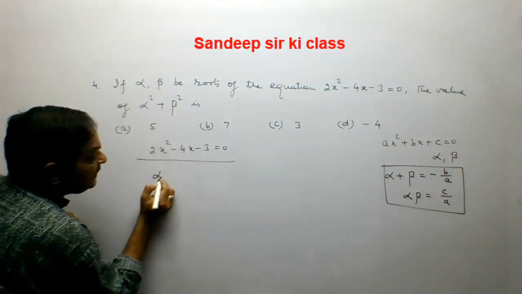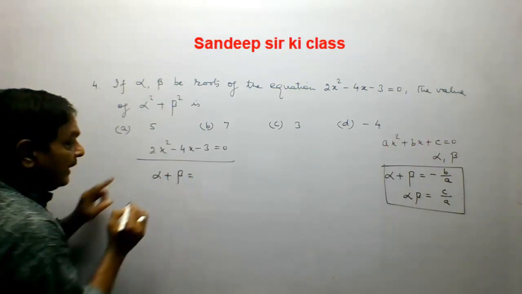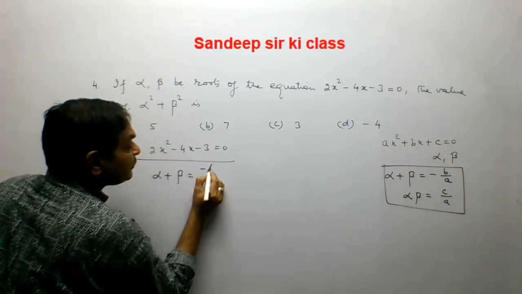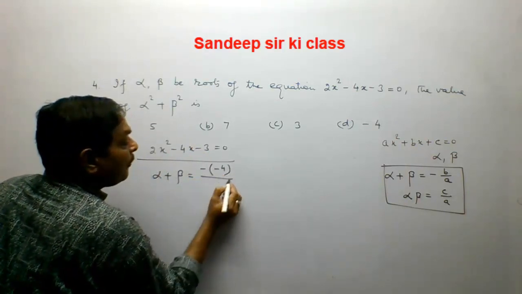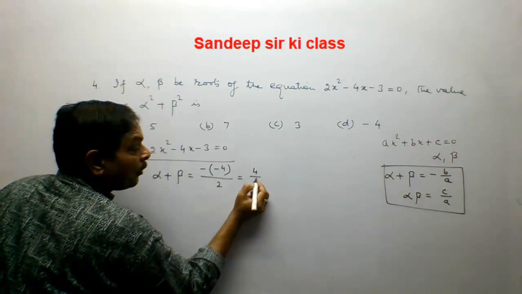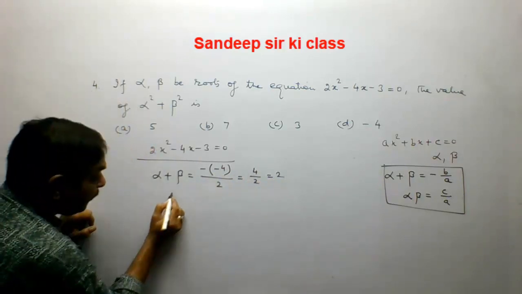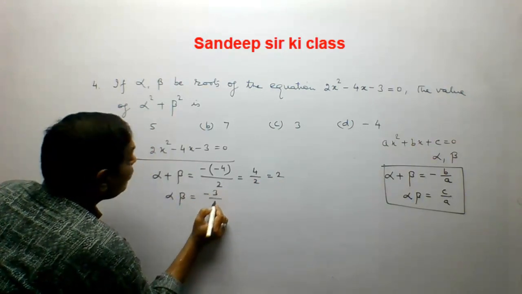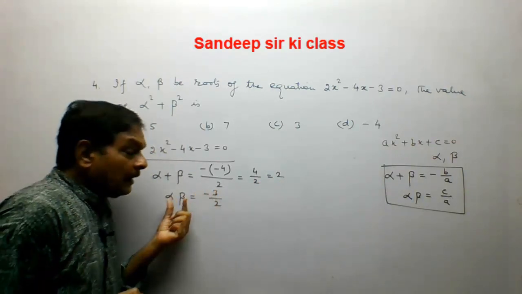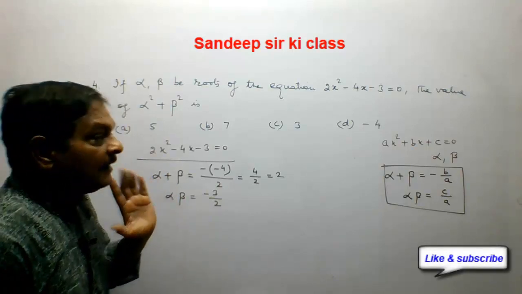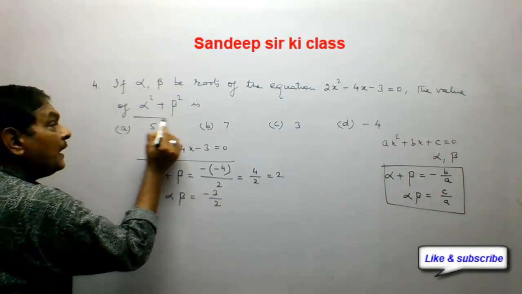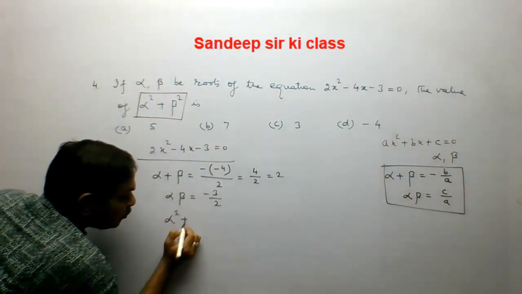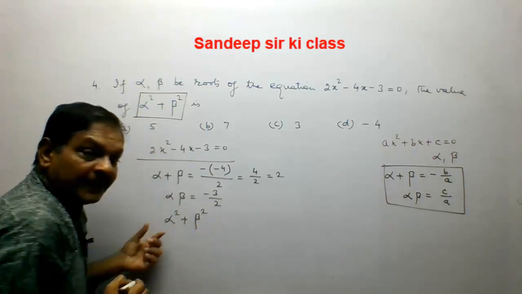So alpha plus beta here will be, a is 2, b is minus 4, c is minus 3. So it will be minus, minus 4 upon 2, which is equal to 4 upon 2, means 2. And product of the roots alpha beta is minus 3 upon 2. Now alpha beta and alpha plus beta we have calculated. Now we are to calculate alpha square plus beta square.